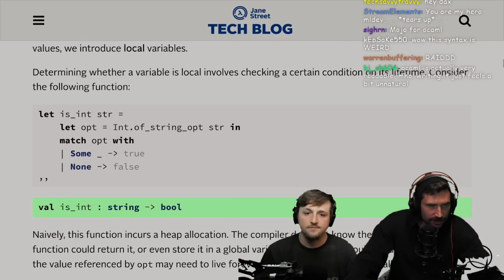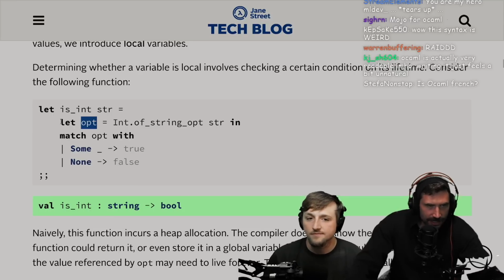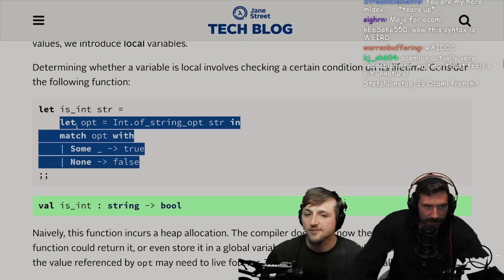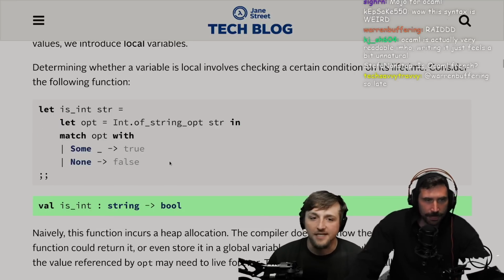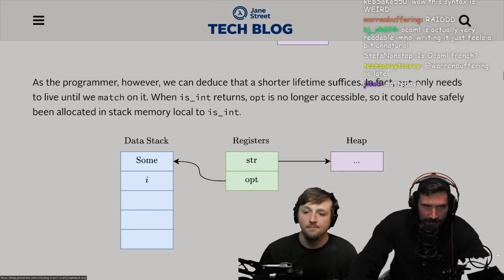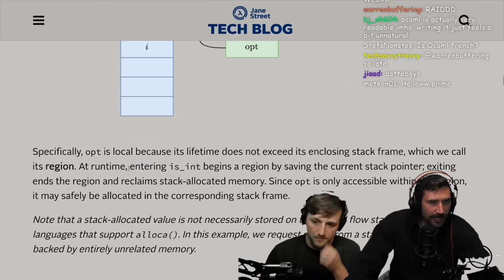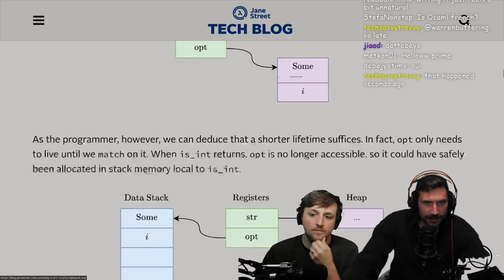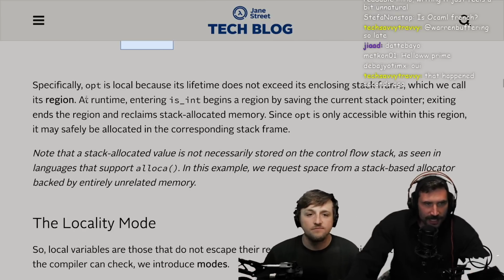Okay, data stack. What is opt again? Just to make sure. Okay, opt is this int option right here. It only needs to live this long. Right, so it's on a stack. Yeah. Okay, that makes perfect sense. It only really needs to live very, very short. All right, specifically, hold on. Did I already read this part? Oh, no, we haven't read that part. Specifically, opt is a local.